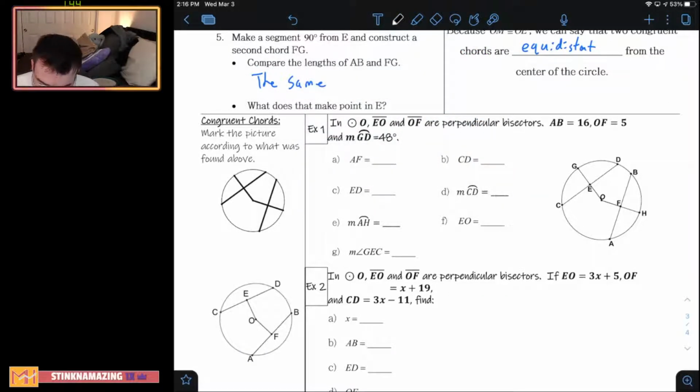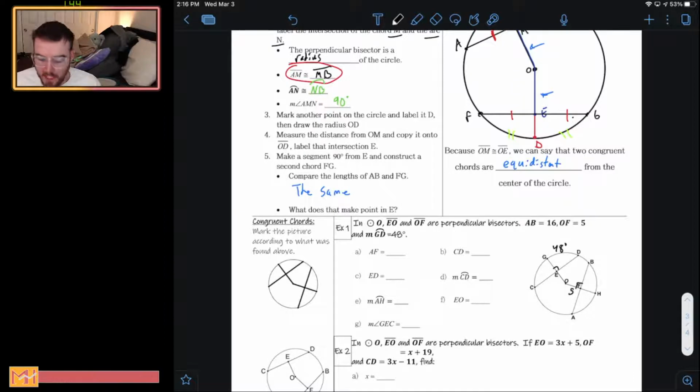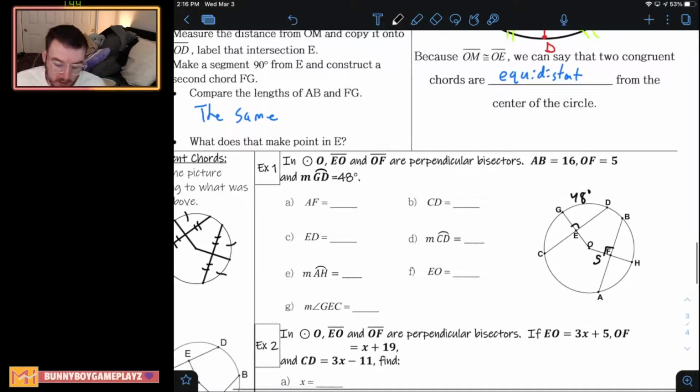So EO and OF are perpendicular bisectors. So right angle, AB is 16, OF is 5, and GD is 48. We're just using those properties that we saw above. Don't overcomplicate it, right? What do we know from above? This is equal to that, is equal to that, is equal to that. And this segment is equal to this segment, which is equal to this segment, which is equal to that segment, right? That's what we just said. And that's all we're going to use.